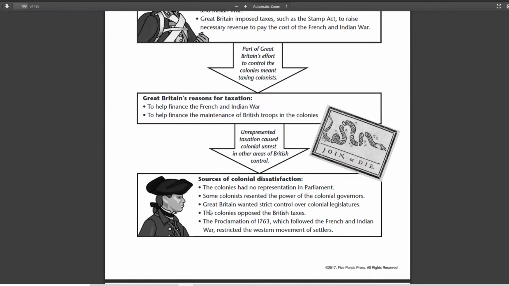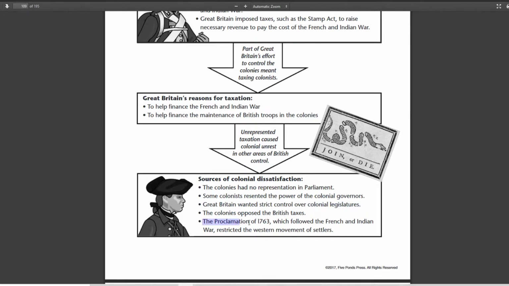The colonists realized that their power was much less than they thought it was. Great Britain wanted strict control over the colonial legislatures. So whatever power the colonies did have, as we saw throughout the chapter, the king would shut down legislatures or restrict them because they were not being on the king's side. So they became more and more worried about what the colonial legislatures wanted to do and what they were going to gin up.